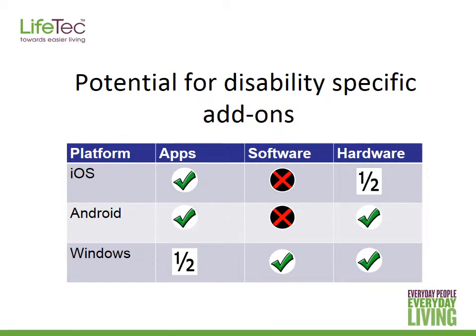So in terms of plugging in disability-specific mouses, keyboards or switches, you can do this for some Windows and Android devices that have a USB port or a USB adapter. However, with the iOS devices, there is no USB port or USB adapter to plug in external keyboards or mouses or switches. So you do need to do this via a Bluetooth connection, with things like a Bluetooth switch interface, and I'll talk more about this later on.